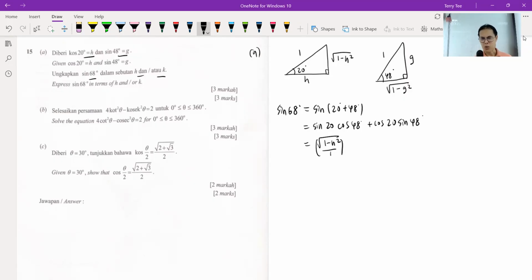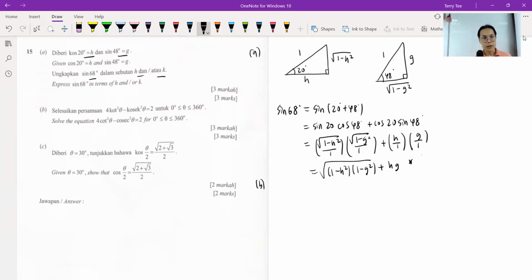So 1 minus h squared over 1. Cos is a ratio of adjacent over hypotenuse. So then you plus cos 20. Cos 20 is h over 1. Actually, you don't have h over 1. Sine 48 is g over 1. So we can just put them together. Whether you want to put them together as a single square root or separate square roots doesn't matter. There you go. That is your sine 68.